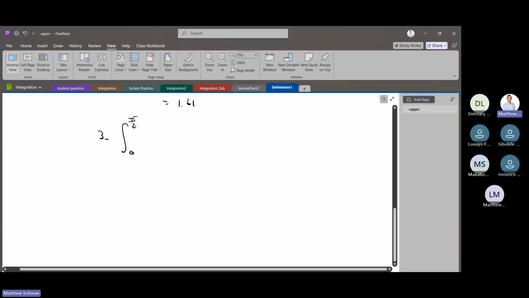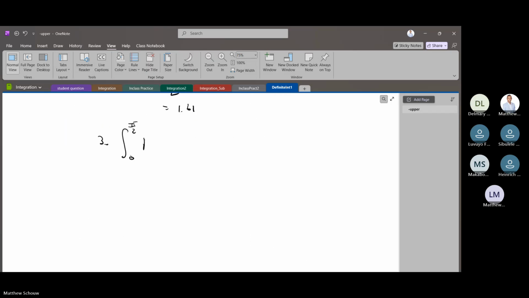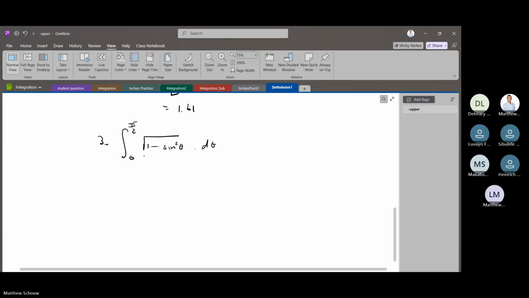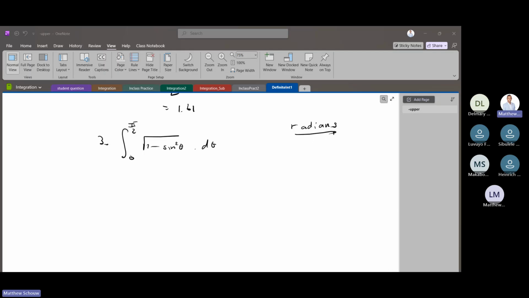So this is an important one. And that's going to be root 1 minus sine squared theta, d theta. So before I begin, is anyone familiar with the concept of radians? Anyone familiar with that? A simple yes or no will suffice here. Thomas is yes. No. No. Okay, that's worrying.